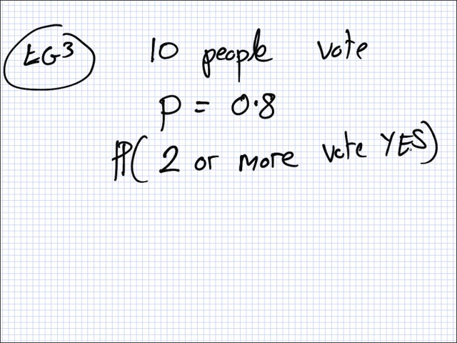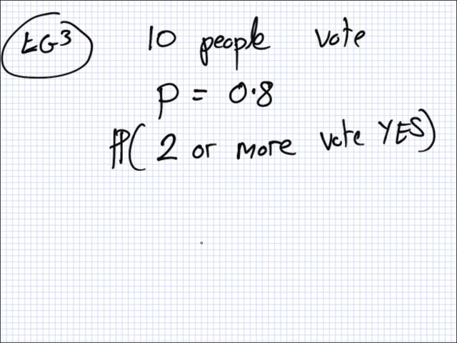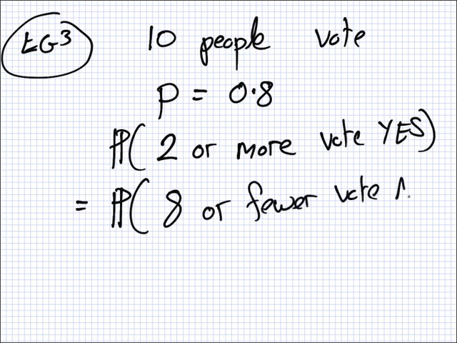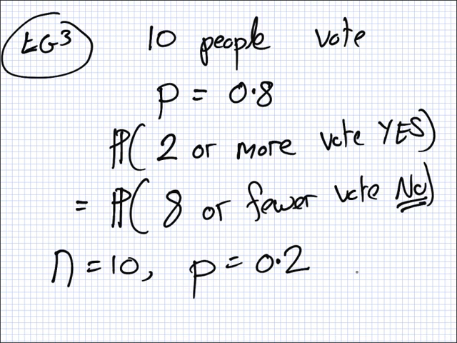But this can be fixed by changing your perspective. Rather than looking at people voting yes, we look at people voting no. So we need to change this into a statement about voting no rather than voting yes. So 2 or more people voting yes. If 2 people vote yes, how many then must have voted no? 8. And if more people vote yes, then it is 8 or fewer vote no. Before you look up the formula book, let me get the info off you. What's the n here this time? 10. What's the p? 0.2, because we're looking at the no's. And what's the x here? 8.